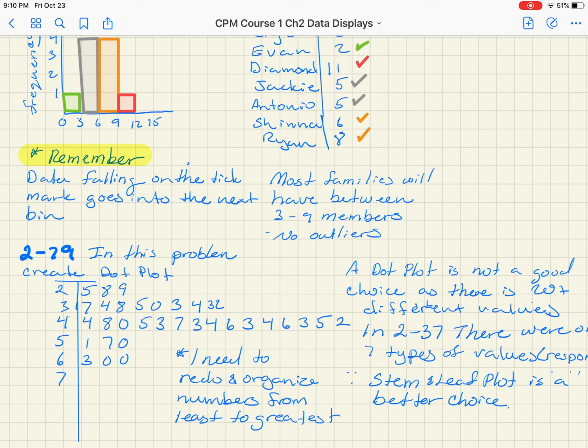But what I did recognize is that it's going to be a very messy dot plot. I mean, you're going to have 20 plus numbers going across the bottom. So a dot plot's not a good choice. I figured that out even before I did it. And I think that's what they were trying to teach you, is that a dot plot in this situation is not a good choice.